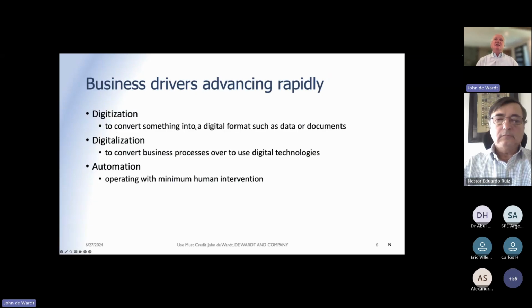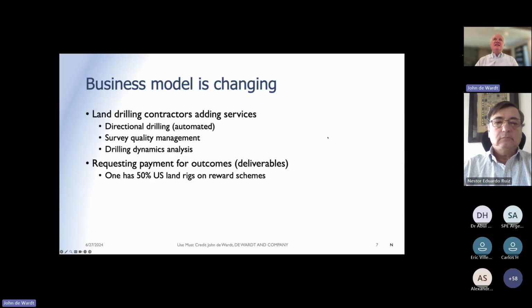And what are the business drivers that are advancing rapidly that impact automation? Well, digitization. And here I want to distinguish between digitization and digitalization. Digitization is to convert something into digital format, such as data or documents, whereas digitalization is to convert business processes over to use digital technologies. So you get a change in the process deriving from the digitization of the data and the documents. And then I put automation at the next level, which is where we want to operate with minimum human intervention. So once we've digitalized, then we can automate.